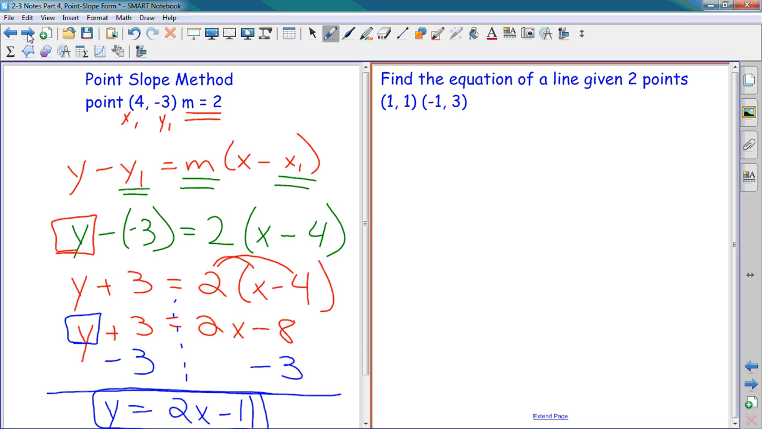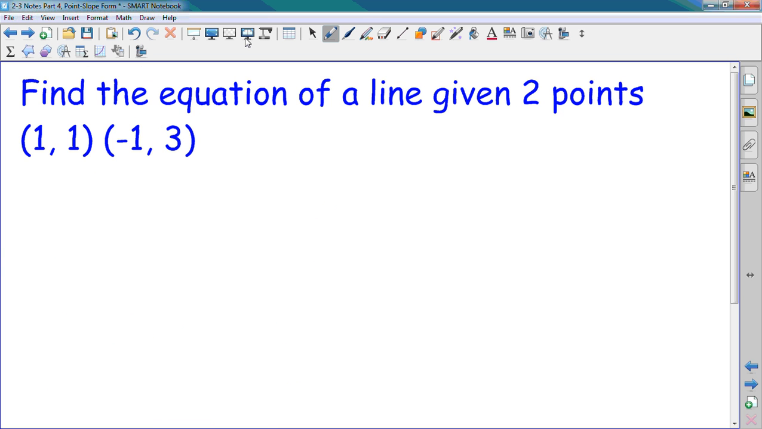Now, for your homework, I'm going to require you to use point slope method because I want you to know both. But then once you get the hang of it, as long as you can find the equation of a line, you can use either method. So let's go ahead and do another one.